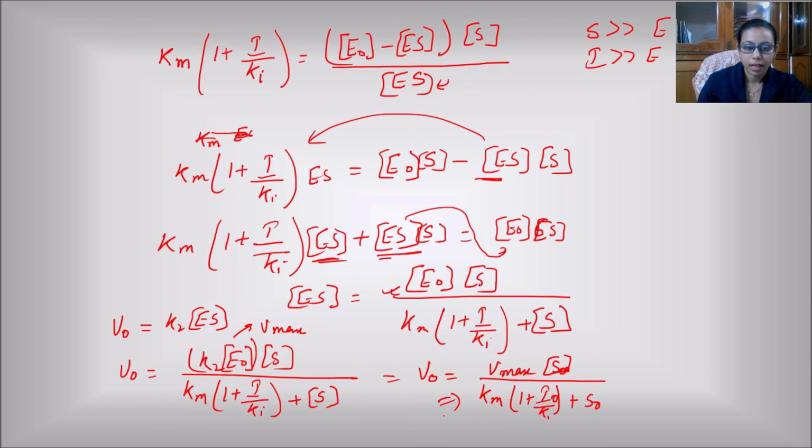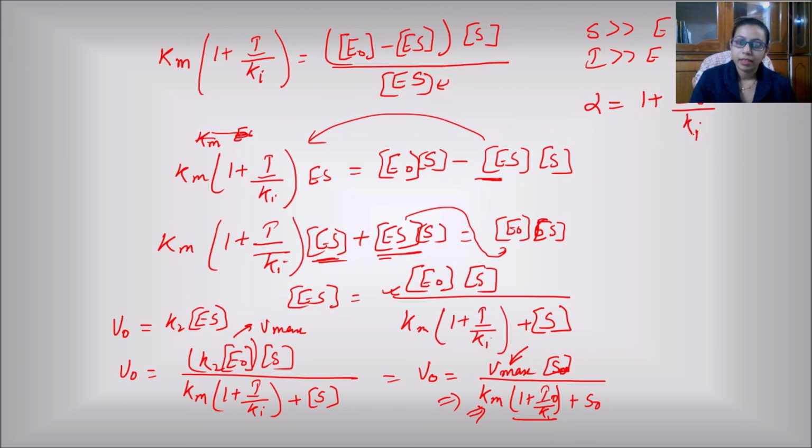What we have analyzed is that when the inhibitor is competitive, there will be no change in the Vmax, but it will directly affect the Km. So instead of expressing this whole term, I will replace it with alpha, where alpha equals 1 plus I naught by Ki.